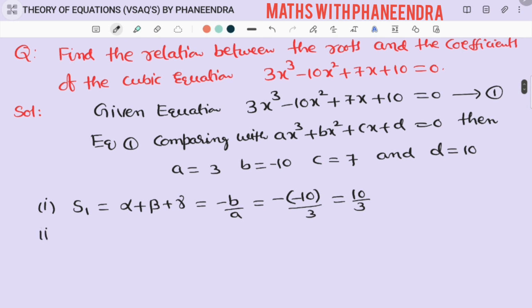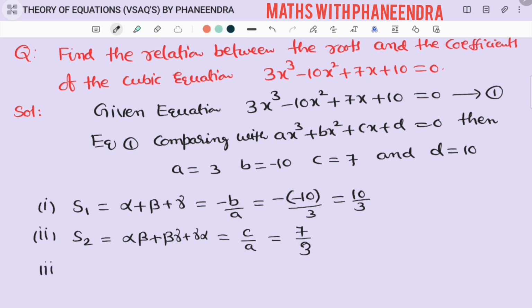So second one, S2, that means sum of the product of the roots taken two at a time, alpha beta plus beta gamma plus gamma alpha is equal to c by a. What is c here? 7. 7 by a value 3.